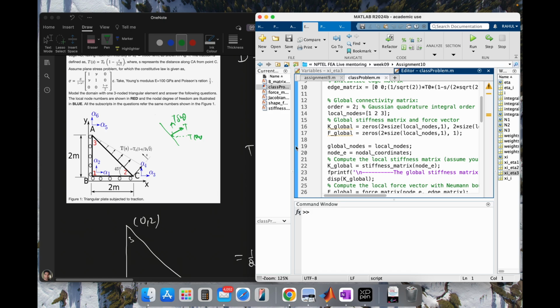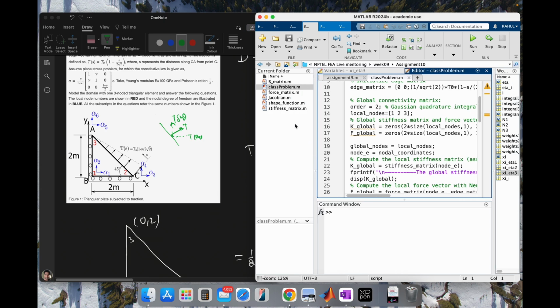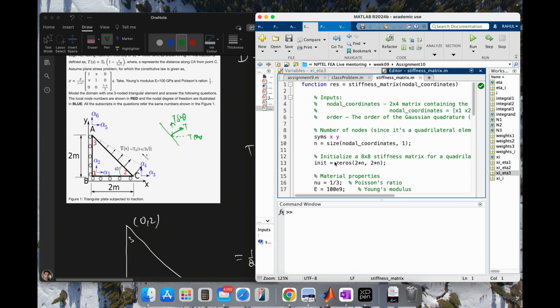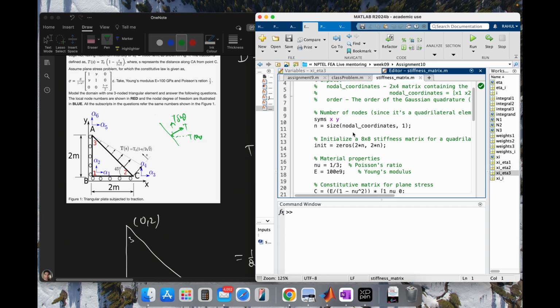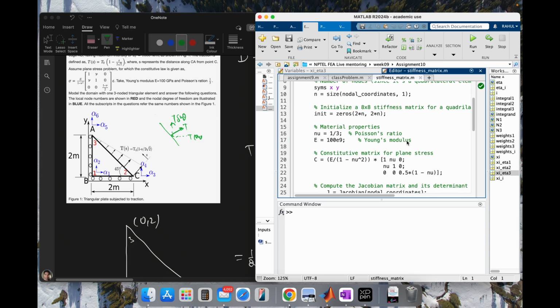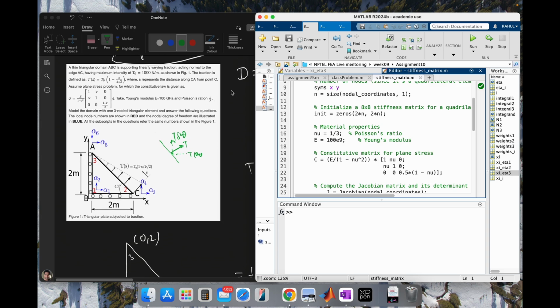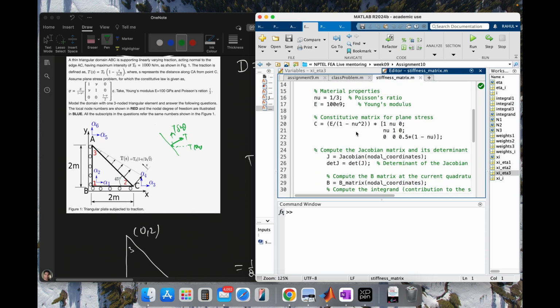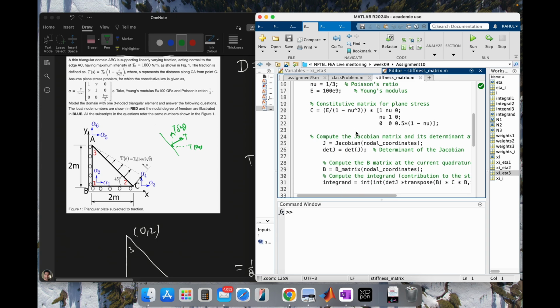First it will go to the stiffness matrix. So let's see the stiffness matrix. I am solving this problem symbolically. So this is the nodal coordinate. There are 3 nodes, which means we need to create a 6 by 6 matrix, and the value of nu is already given as 1 by 3, and E is 100 GPa. And this is the constitutive matrix, that is 3 by 3.